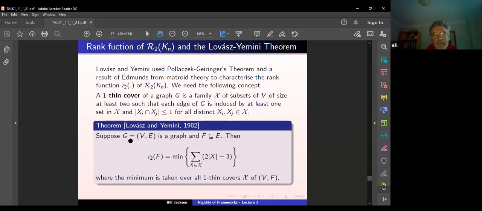So the Lovasz-Yemini formula from 1982 tells us that the rank of any set of edges F in the two-dimensional rigidity matroid is given by the minimum of the sum of these numbers. And the minimum is taken over all one thin covers of the subgraph of the graph induced by F. So the idea is that we have a set of vertices which induce all of the edges in F. And then for each set X, we take twice the size of X minus 3, which is the maximum rank of any subset on this set of vertices. And then we sum that over all the sets in the cover.